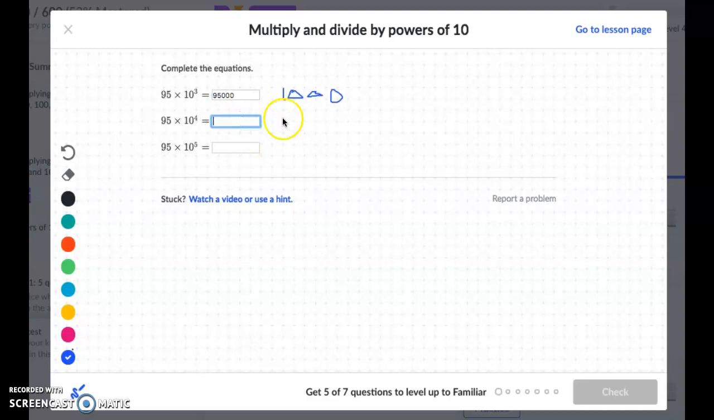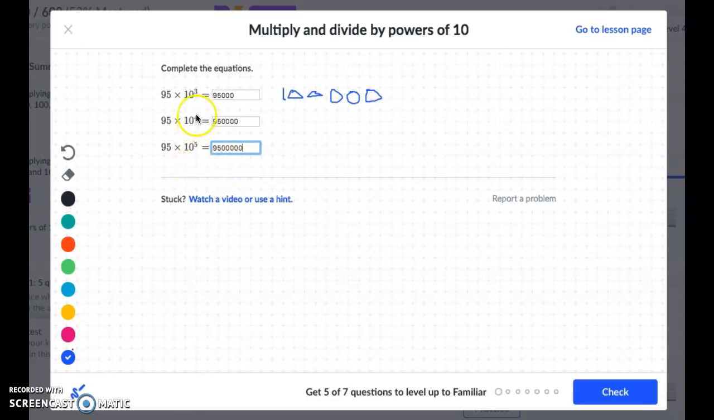Okay, 10 to the 4th is really going to be 10,000, so I'm just going to add a 0 on here. So 95 times 10,000 is going to be 95 with 1, 2, 3, 4 zeros. And then 95 times 10 to the 5th is really 95 times 100,000, so that's going to give me 95 and 1, 2, 3, 4, 5 zeros.